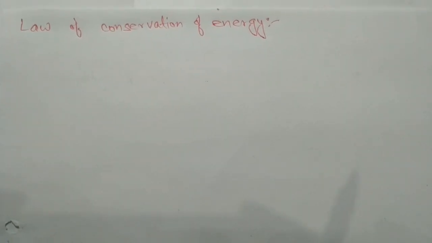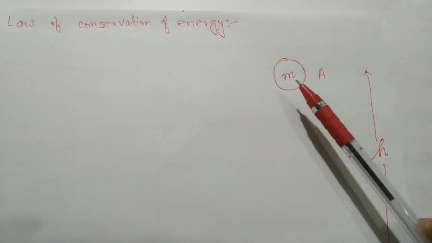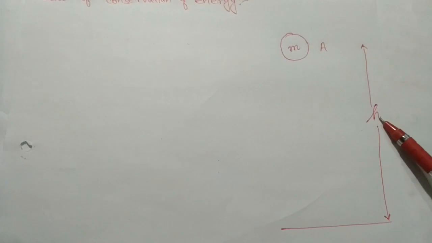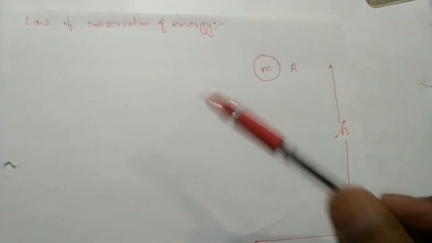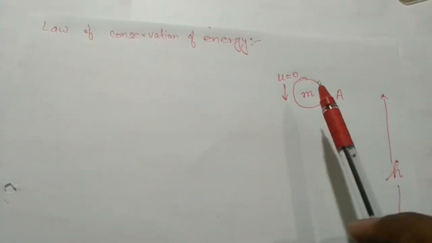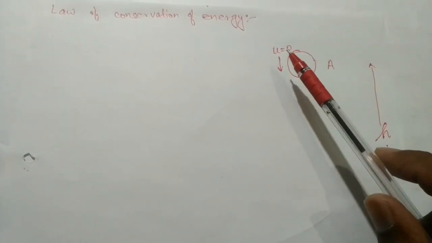Let's calculate it. Here I am going to start the law of conservation of energy in mathematical form. For that, let a body of mass m be at position A and at height h from the ground. So what is the energy in the starting? This ball is just going to fall downward, toward the earth. This is the surface of the earth, and initially its velocity is 0.